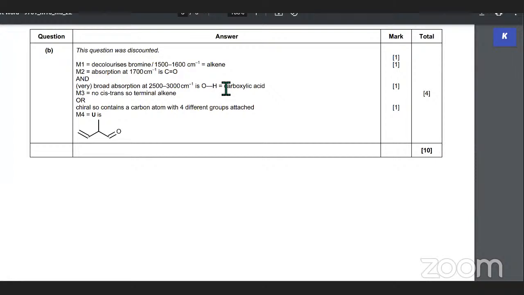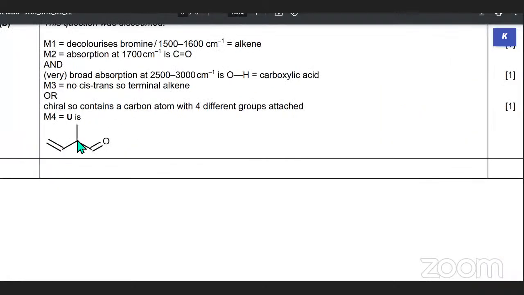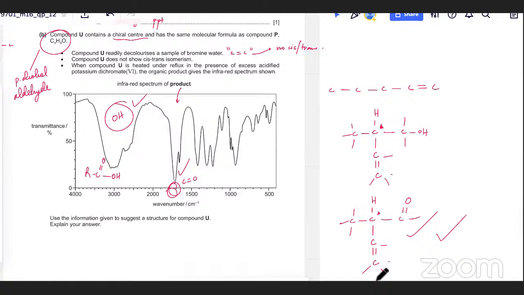And it is the right one. It's the same one: a CH3, two carbons over here with a double bond, and an aldehyde on one side. So it is exactly the same. CH3 on one side, two carbons with a double bond, and an aldehyde on the other. So that's it.